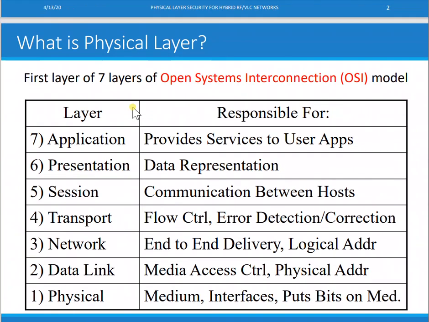So the first thing we have is physical layer security. We want to know first what the physical layer is. To understand it, the OSI model is a 7-layer model. It just describes the protocols that each layer follows. We have phones, we have computers, many types of devices, and each device has a different architecture, so we all need to agree on certain protocols that we follow for each layer.